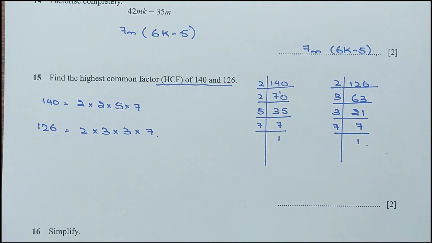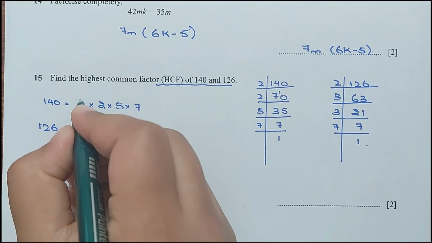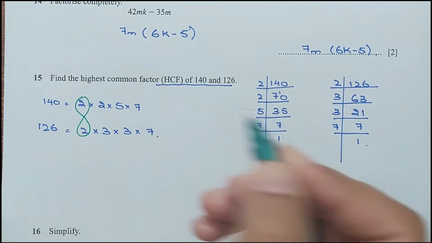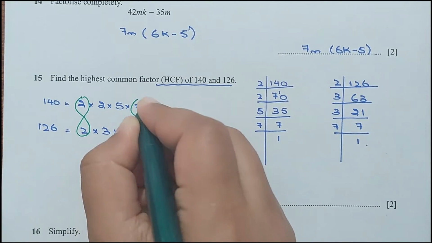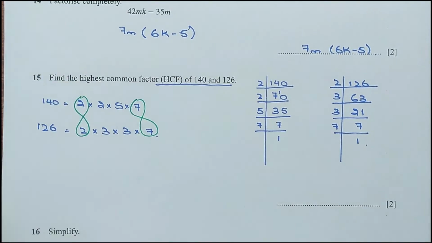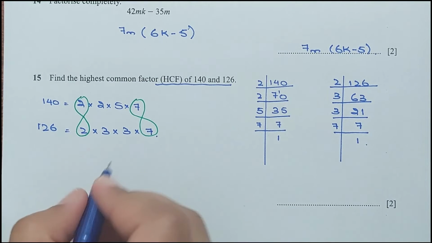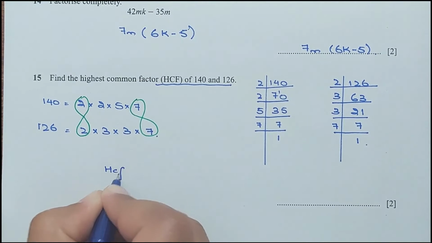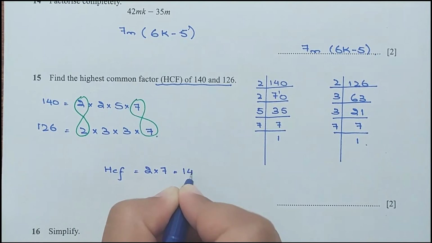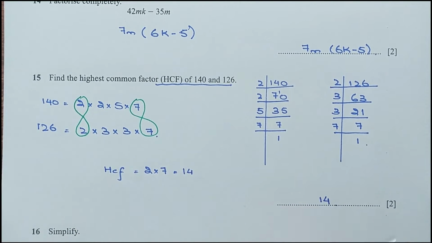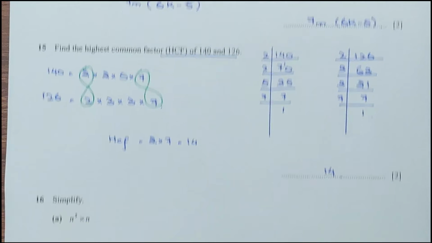For HCF, we have to pick the common factors. The common factor is 2. And the common factor is 7. 2, 5, 3, 3 are not common factors. So we can say the HCF is 2 times 7, that is equal to 14. So 14 is the highest common factor of these two numbers.